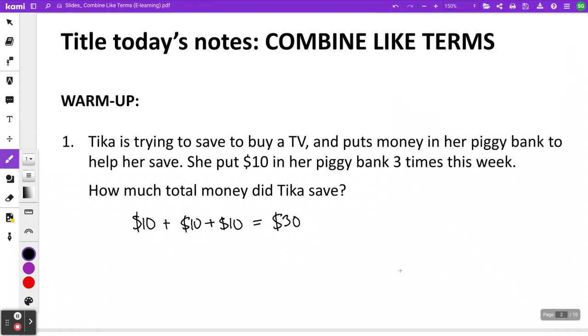You can also think about this as a multiplication problem. She put $10 in her piggy bank and she did that 3 times, and used multiplication to get $30. Either way, we're getting $30 as our answer, but I really want to point out that there's 2 ways you can approach the problem, and there's this relationship between addition and multiplication. Both of them help us solve this problem. This problem was not chosen at random. This is also where we're going to be starting our lesson today.